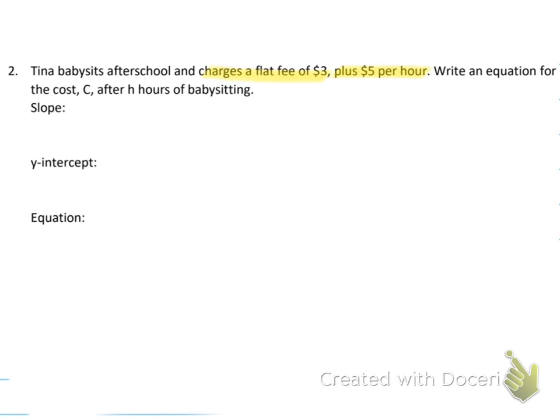Right, so our slope is the per hour, because every single time you see per, that's going to be a fraction, and that's going to be our rate. If that's our rate, then that means that that is the same as our slope. So we can write that our slope, M, is equal to $5. There's nothing in the front that says that it's decreasing by $5, so we're going to assume that's positive.